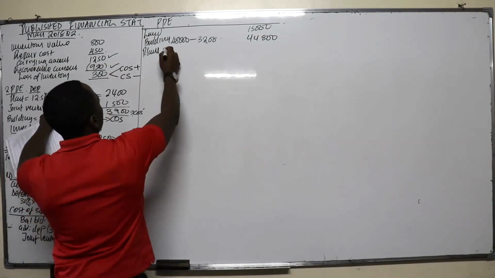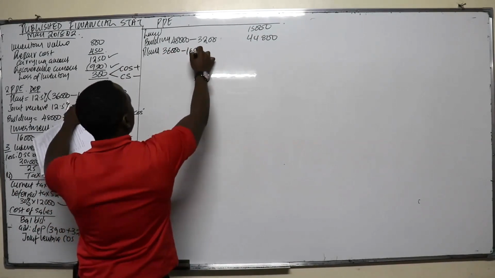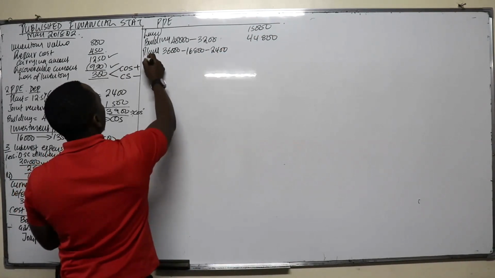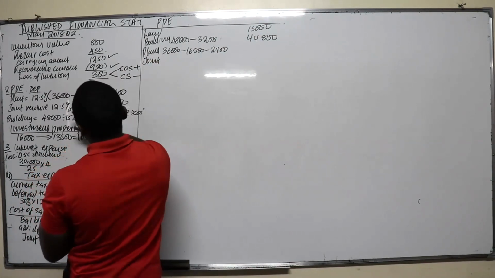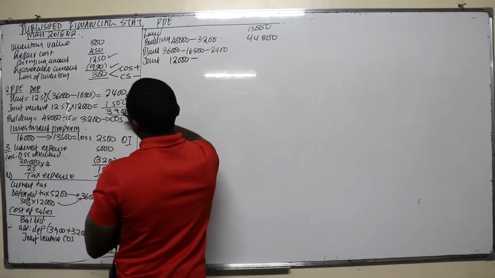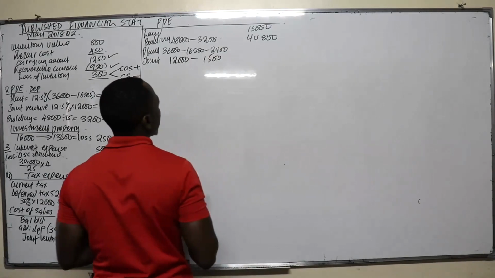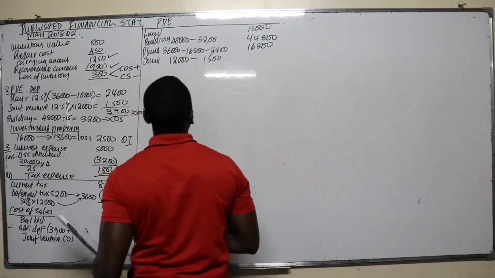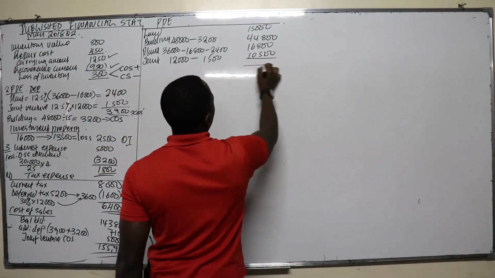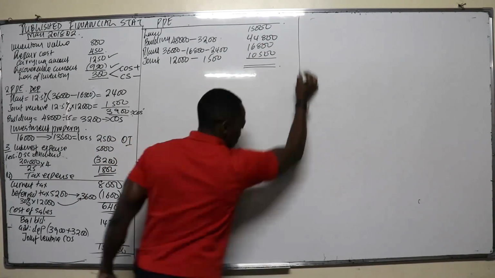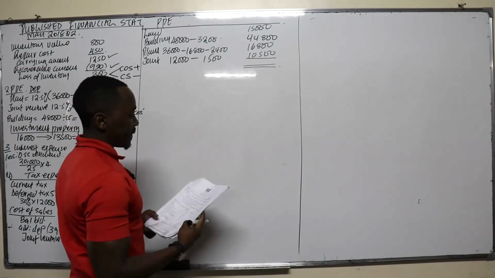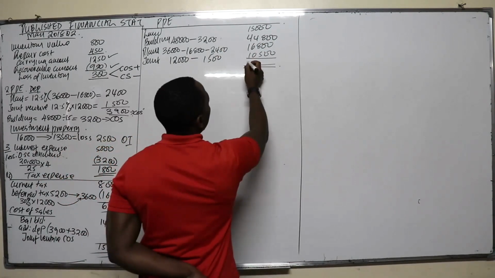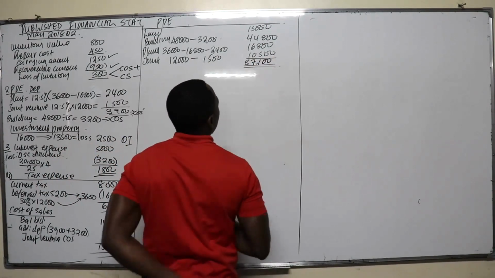Then we have plant. Plant had a cost of that 6. There was accumulated depreciation of 16,800. There was a depreciation charge for the year of 24. Then also we have plant for joint operation. The cost was 12,000. Then there was depreciation of 1,500. So give me that. Still 16,800. 10,500. So how much do you take to the balance sheet? 87,100. So now we have that.